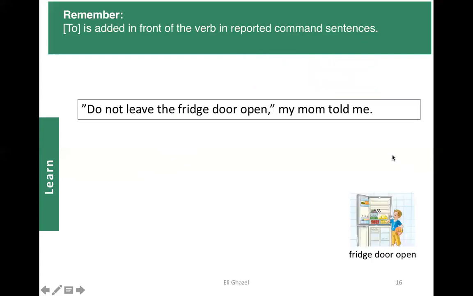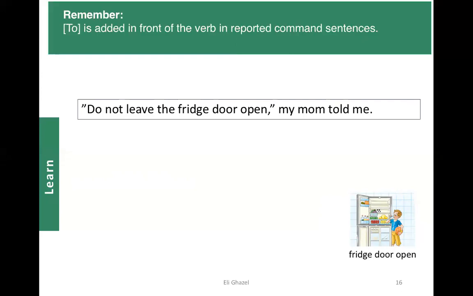Now, let's look at another one. Again, look at the subtle message. Do not leave the fridge door open, my mom told me. And we do that a lot, every one of us is guilty of it at one point, where we open the fridge door and we start looking at the contents of the fridge. And that decreases the coolness in the fridge, which may cause some of the foods to rot much faster. Not to mention the waste of energy.